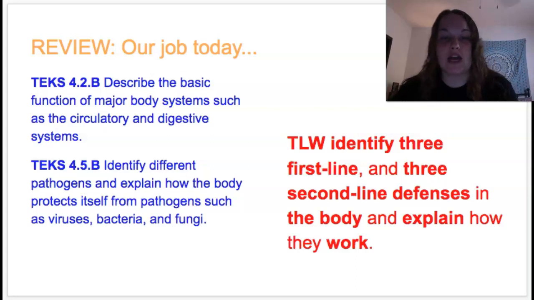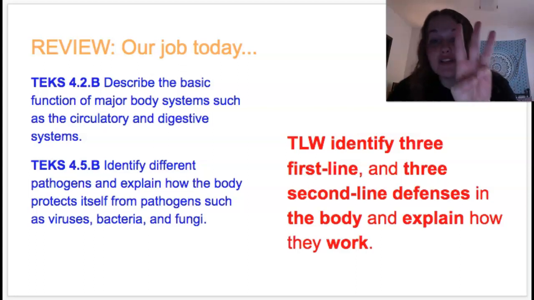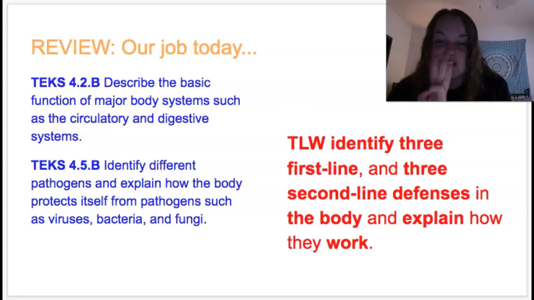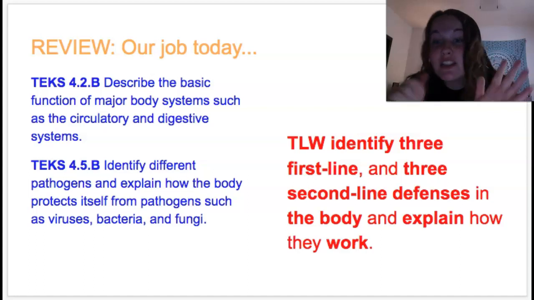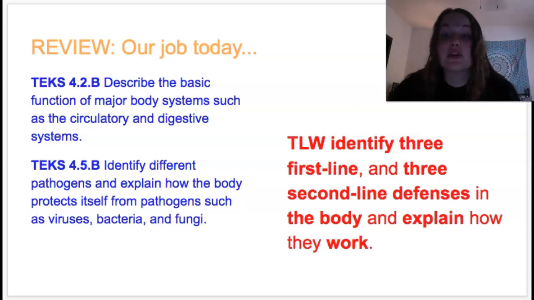So, review. Our job today was to identify 3 first-line and 3 second-line defenses in the body and explain how they work. So we talked about the 6 first-line defenses: unbroken skin, saliva, mucus, the tiny hairs in your nose, tears, and stomach acids. Then we talked about our 3 second-line defenses: antibodies, white blood cells, and vaccines. And then we also talked about how they work. So, is our job here done today? Check.